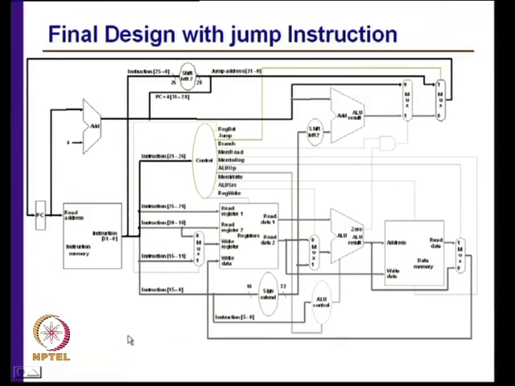Okay, now let us look at the final design. So here is your final design, including the jump instruction. What are the new things that have been added? Number one new thing is, you can see another multiplexer has been added. We had one multiplexer, now you have got another multiplexer, and that multiplexer is providing the jump address. By concatenation, it will generate the jump address 0 to 31. That will be multiplexed and loaded into the program counter. And that is the main thing.